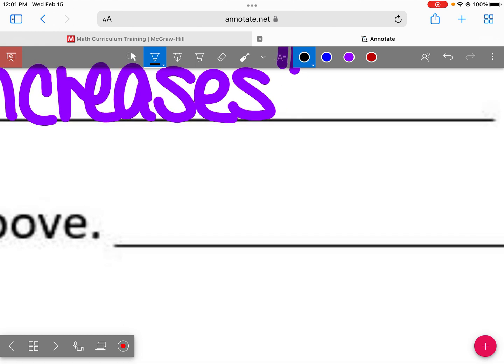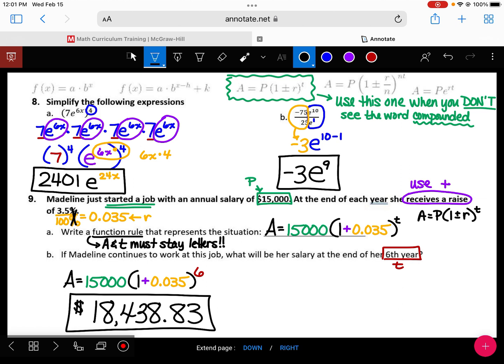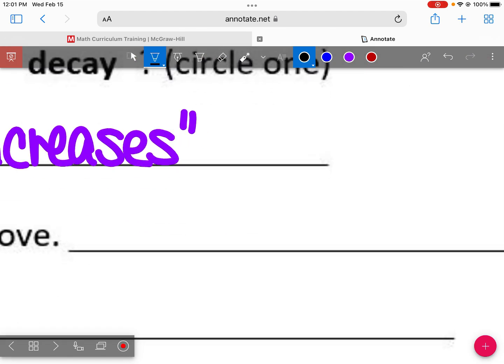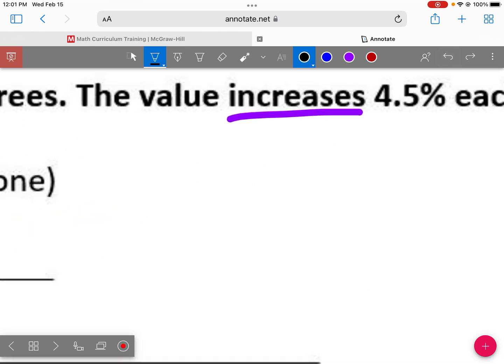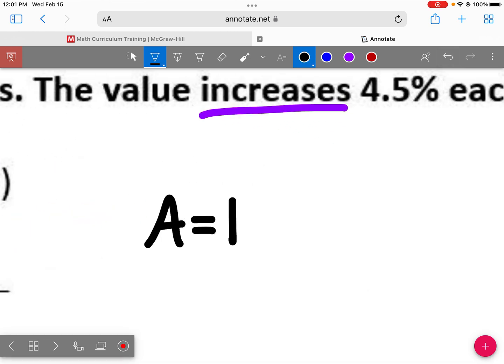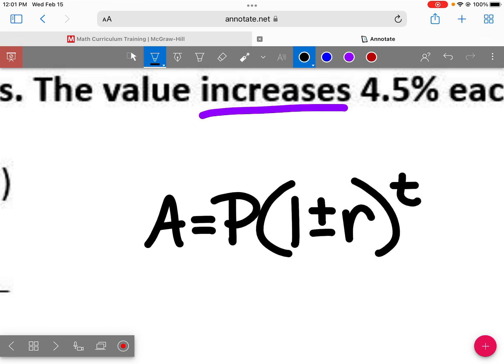Function rule. Which one of the ones from up at the top of the page are we going to use here? The normal one. So which one of these? Third one. This one right here. Because why? It doesn't have continuously, annually, monthly. Does not have the word compounded in there anywhere. All right, so we're going to use A equals P times 1 plus or minus R to the power of T.